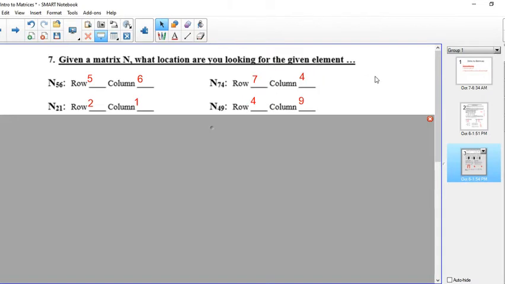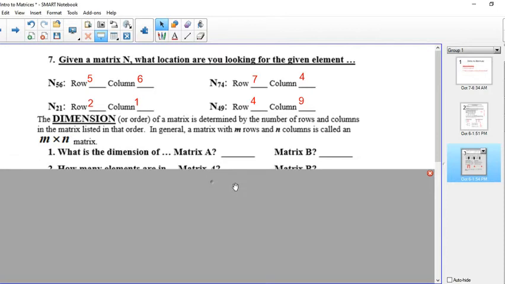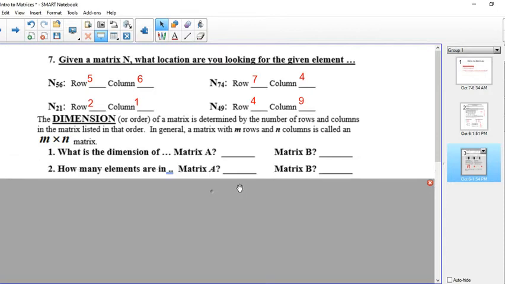You should have gotten those 2 answers. Dimensions of a matrix also tell you how many elements are in the matrix. When you write the dimensions of a matrix, you always write it rows first and columns second. So I'll underline that here, rows and columns, in that specific order, every single time.